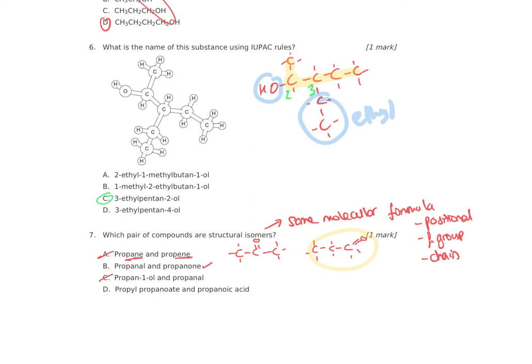Propyl propanoate is going to have 6 carbons, and propanoic acid is only going to have 3. So it's definitely not that. Okay.